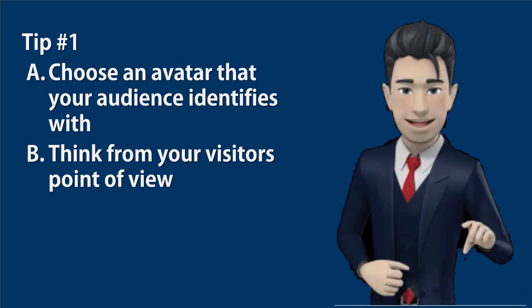And think from your visitor's point of view. How are they seeing this and what relates to them? If you've got a website about quilting, you want a spokesperson that maybe is a quilter or could look like a quilter. If you're coming to a website that is all about internet marketing, you want a person that looks like they're an internet marketer.